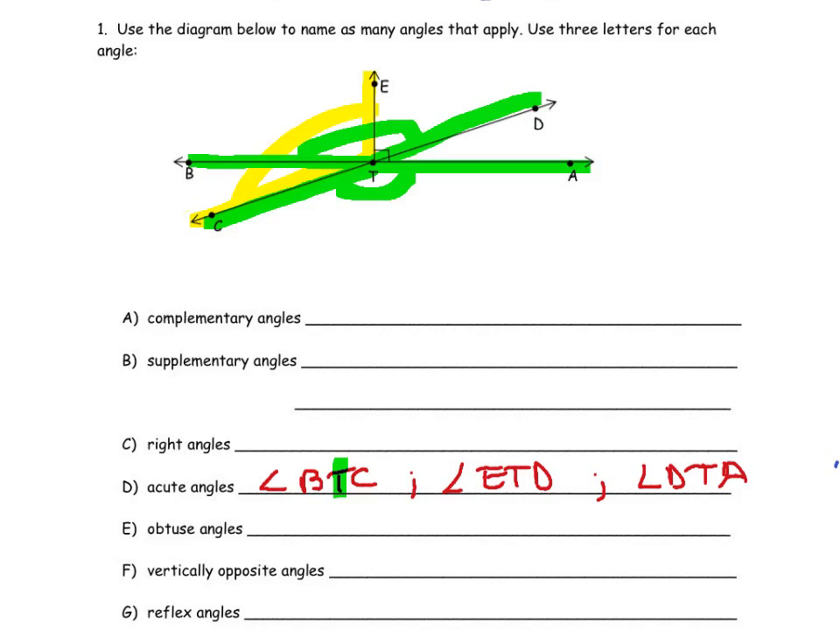That's also obtuse. So for the description, I could write angle CTA or ATC, angle BTD, or vice versa, angle DTB, and I can also write the 2 angles that are side by side, angle CTE, which is 2 angles adjacent added together.